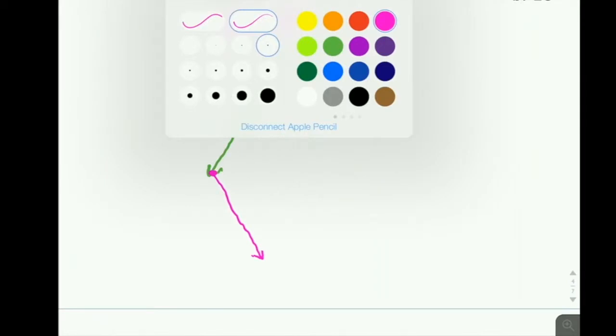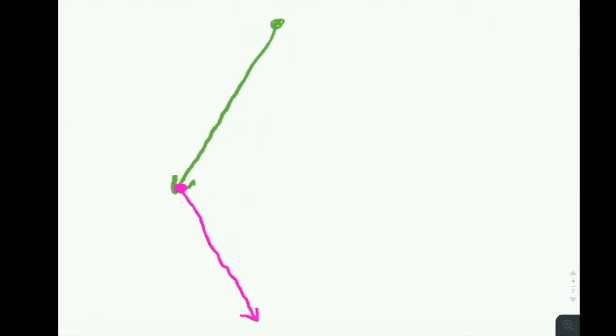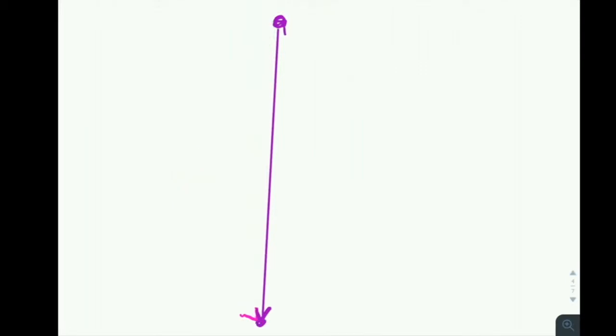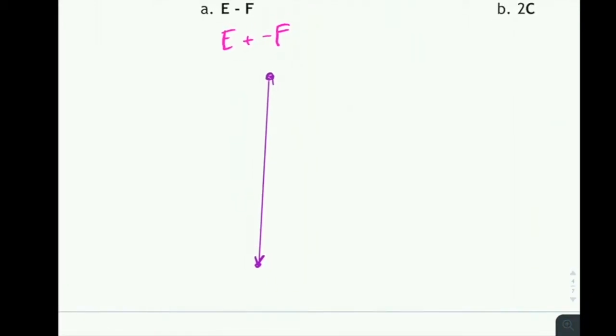And then draw in my resultant from here down to here. Oh, yay! Finally a straight line. Good job, Notability. So E plus negative F, or E minus F, is that vector that results right there.